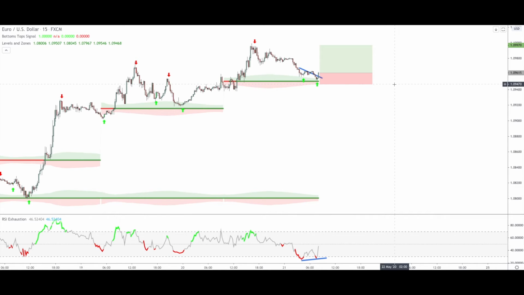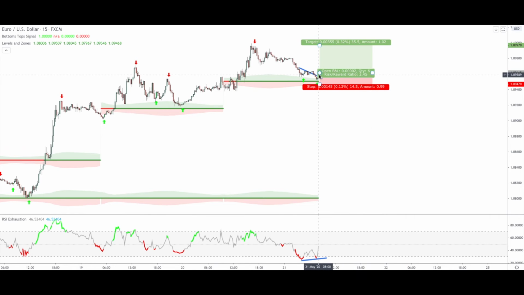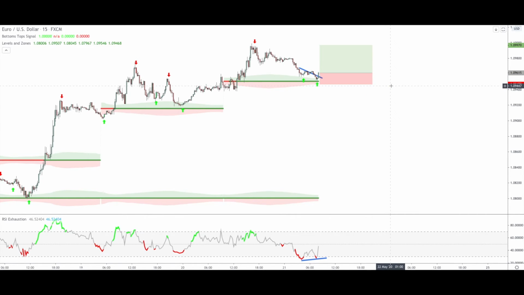So this is the setup that we built. This is the analysis, and the expected return is about 2.x. So the risk reward is 2.45. It's not a very high return with this kind of setup.